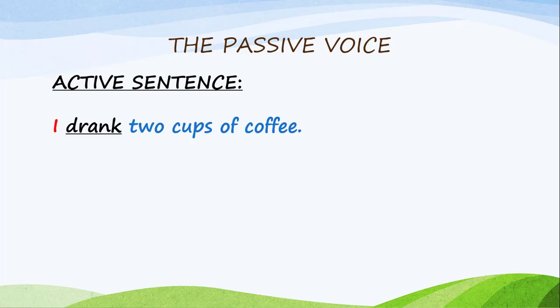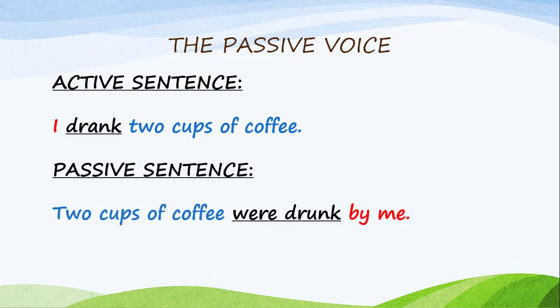But we don't always need to make sentences this way. We might want to put the object first, or perhaps we don't want to say who did something. This can happen for lots of reasons. In this case, we can use a passive which puts the object first. As you can see from the screen, 2 cups of coffee were drunk by me. We can add by me if we want, but it isn't necessary anyway.